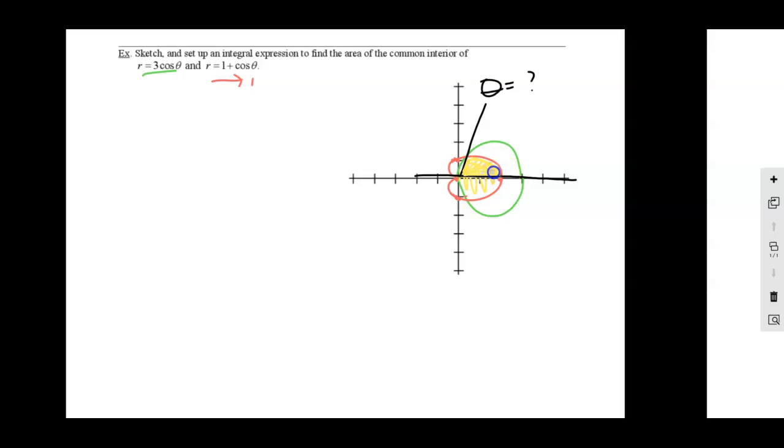So integrating the red is going to get us all of that region, right? Let's call that region 1. The problem is we have a second little sliver. We have this region 2, which is right there. It's kind of hard to see, but it would be right there inside the green, but outside the red.